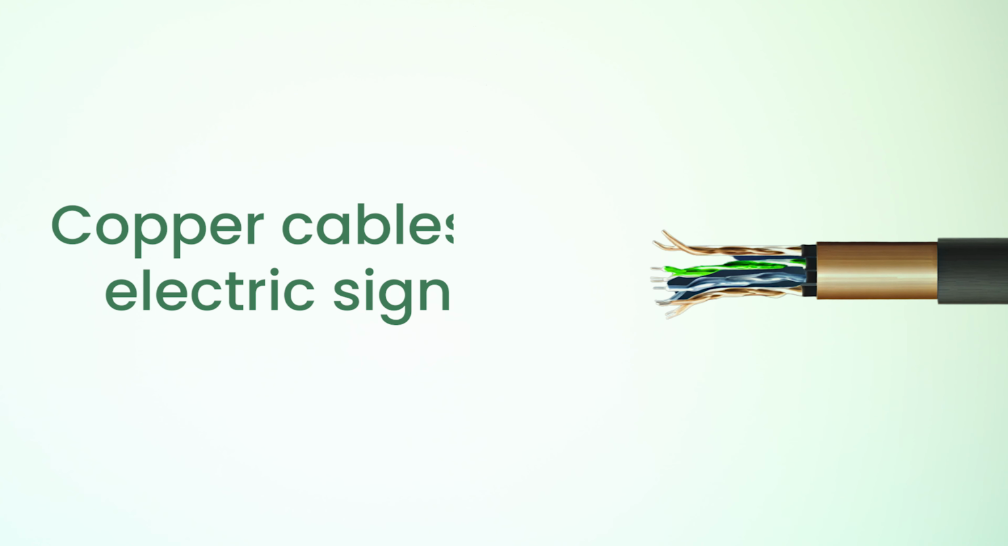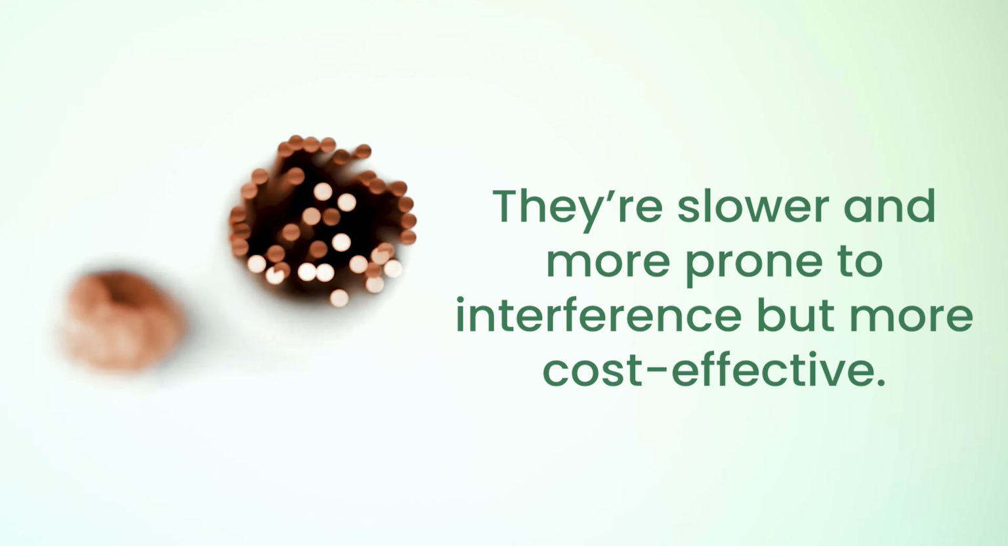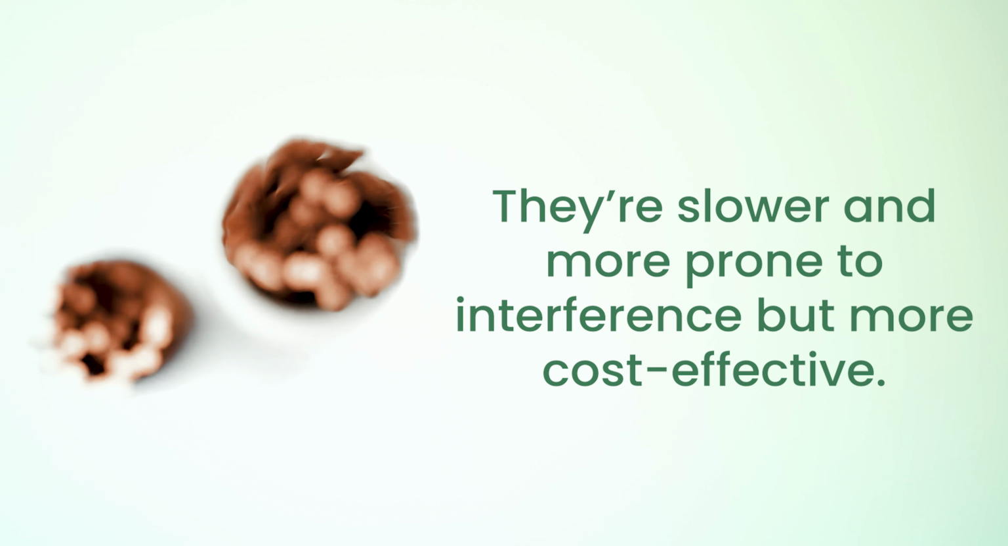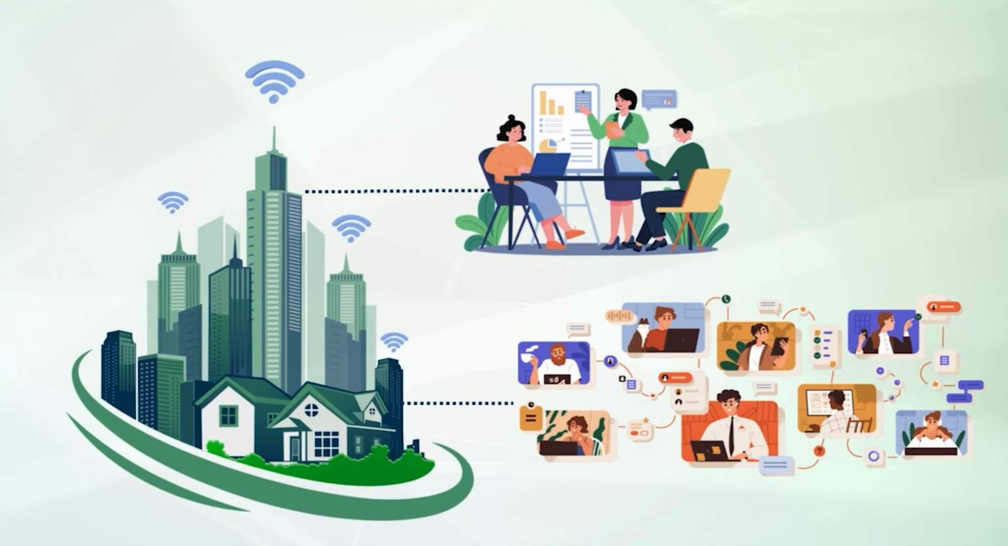Copper cables, on the other hand, use electric signals. Voltage changes represent the data. They're slower and more prone to interference, but more cost-effective. So they're mainly used for short distances, like inside buildings.